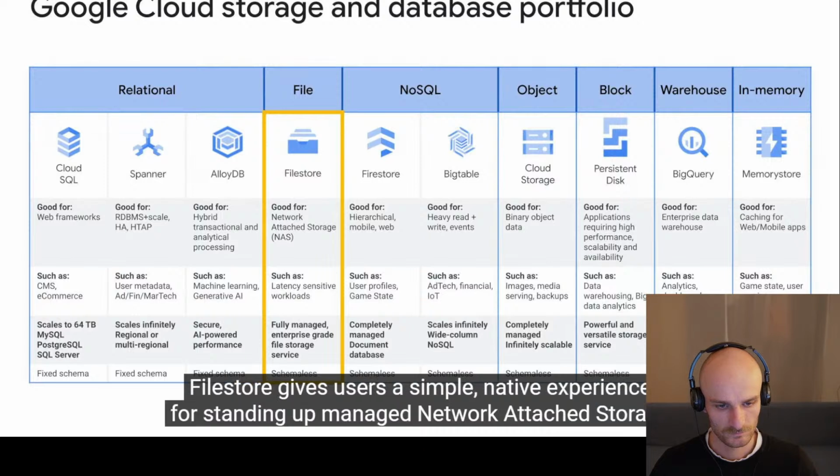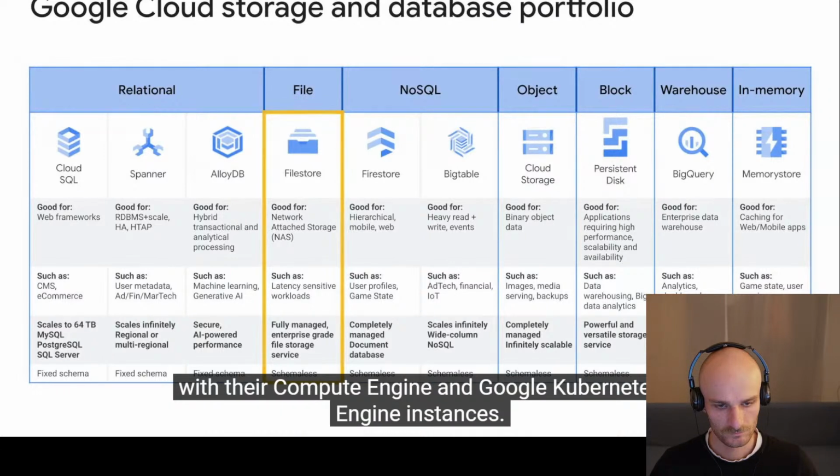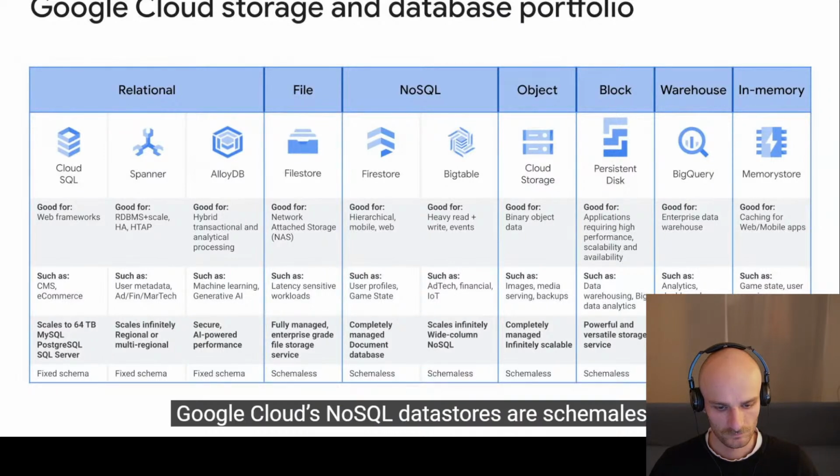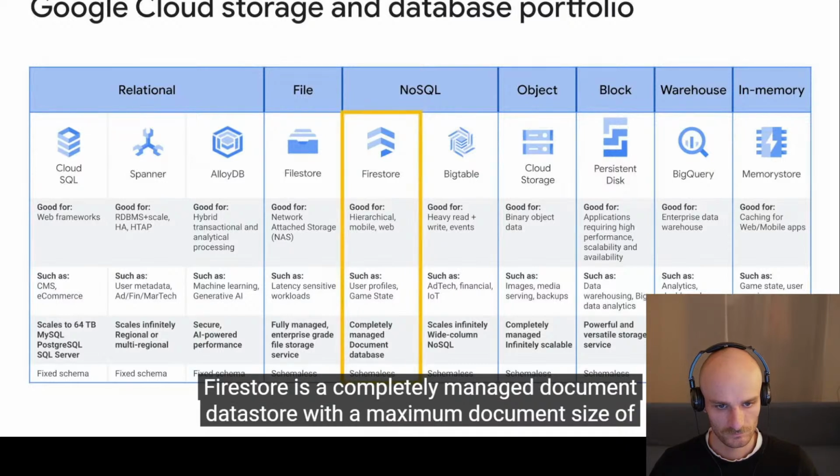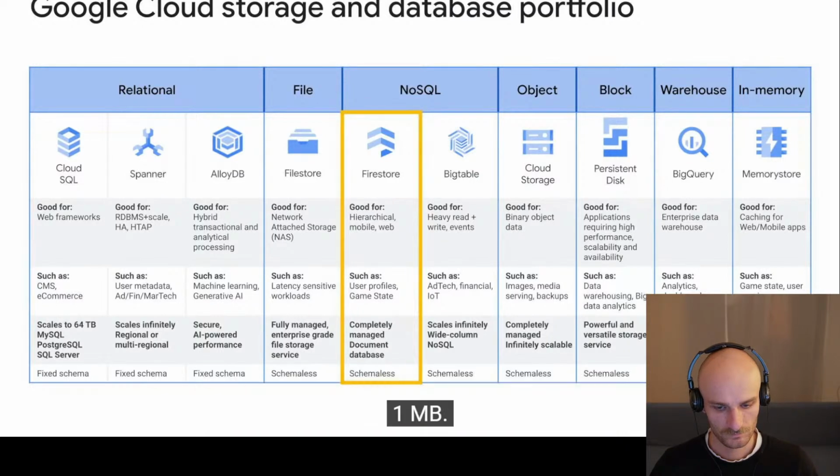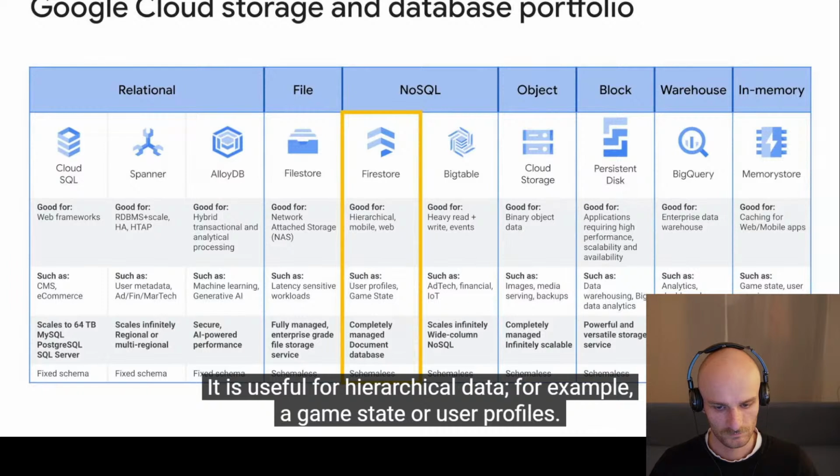File Store gives users a simple, native experience for standing up managed network-attached storage with their Compute Engine and Google Kubernetes Engine instances. Google Cloud's NoSQL data stores are schemaless. Firestore is a completely managed document data store with a maximum document size of 1 megabyte. It is useful for hierarchical data, for example, a game state or user profiles.